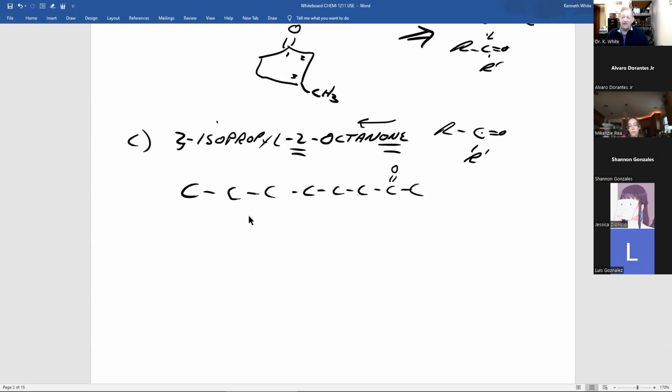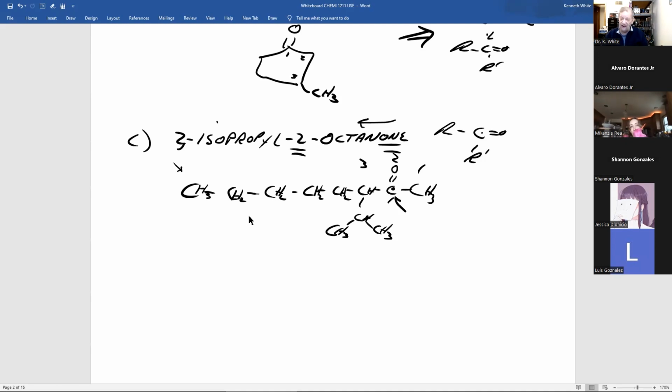And you can have this pointed up or down, doesn't matter. And then on carbon 3, if this is 1, this is 2, this would be 3, I have an isopropyl group. Now you could have started from this end as 1, but I don't. But either way would be right in my class. And now we know there are 4 bonds to carbon, so I can put in my hydrogens. And here's the molecule.